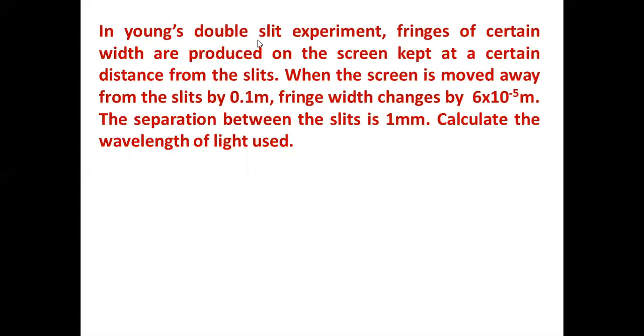So the new fringe width is the previous one, beta, plus 6 into 10 to the power minus 5. Let the previous value be beta. Beta plus 6 into 10 to the power minus 5, because the distance capital D has been increased when the screen is moved away from the slits, and nothing else is changed. That's why I can conclude. Here only the screen is moved away from the slits and nothing else. Did the distance between the sources, small d, change? No. Did they change the wavelength? No. Then the question is, the separation between the slits is 1 millimeter, calculate the wavelength. In both the experiments, the wavelength is the same.